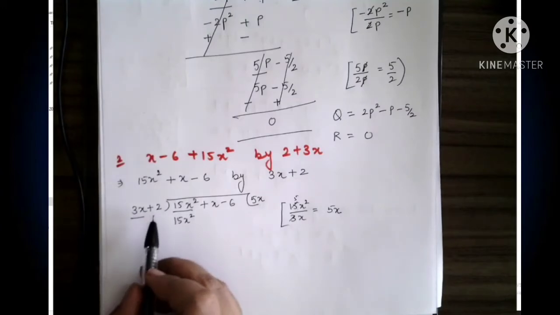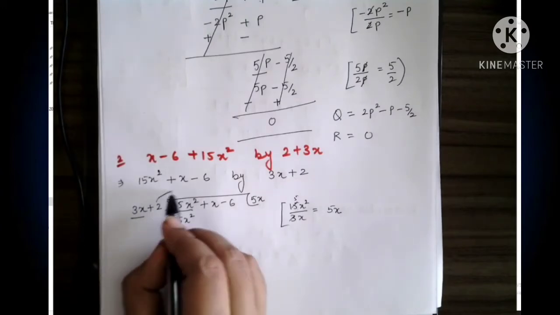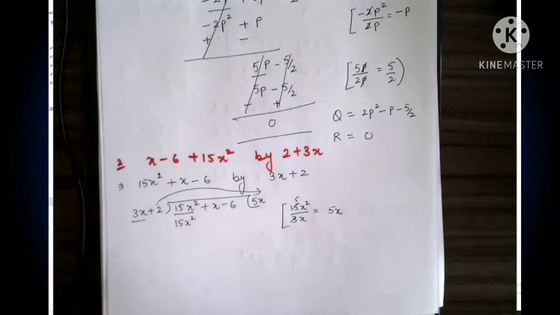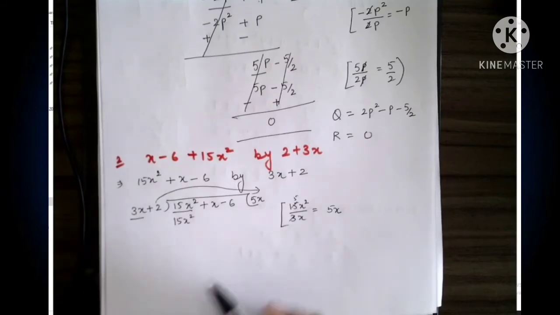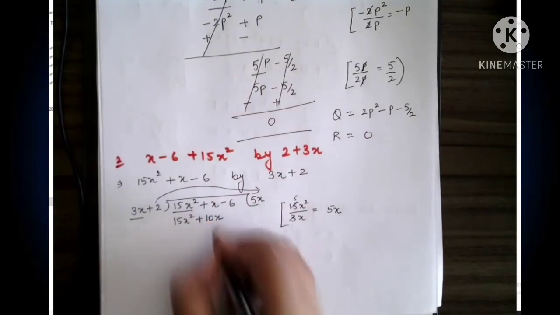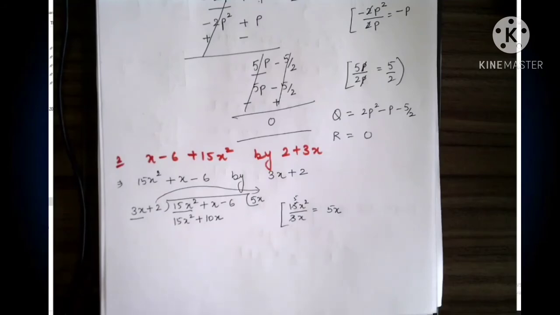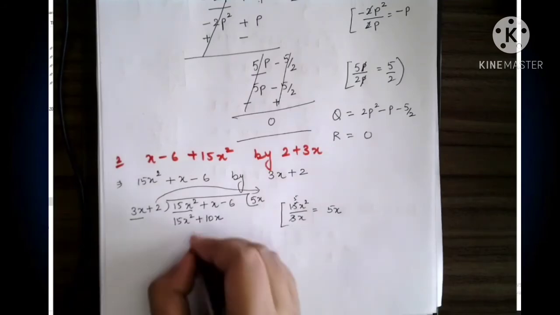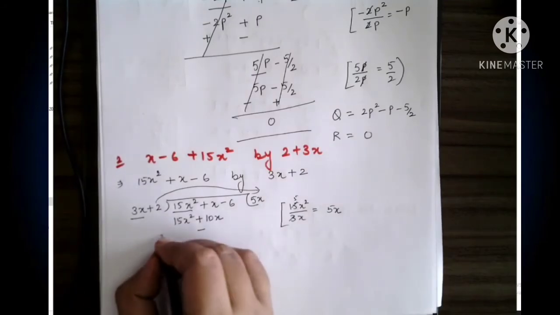Now the remaining, you have to multiply it with your quotient. Draw an arrow like this. 2 multiplied by 5x, you get 10x. Mind it, write it below the x term. It is 10x. Fine students. Change the sign. Plus becomes minus, plus becomes minus.